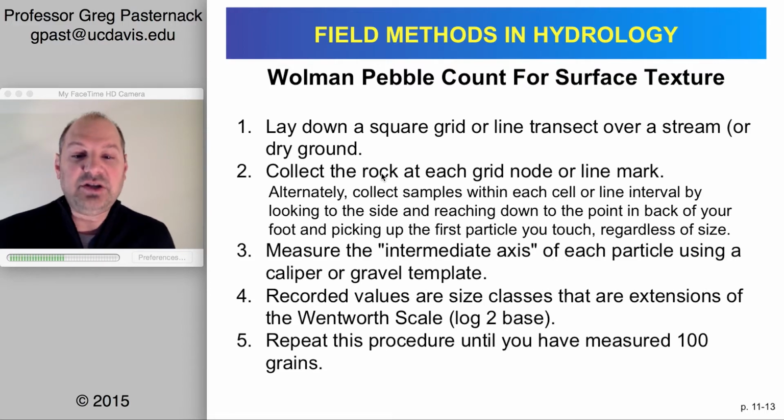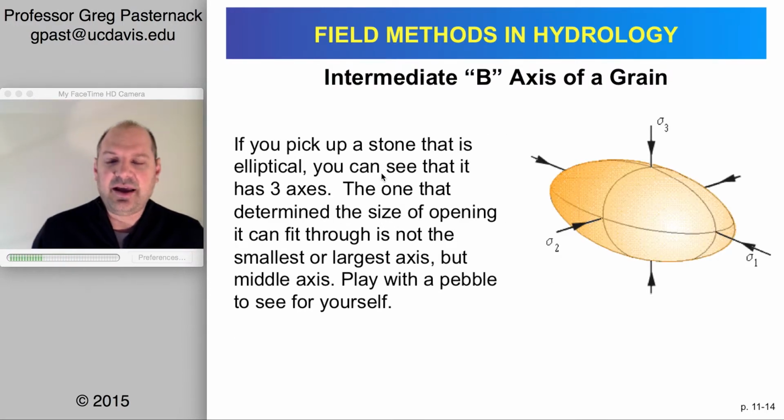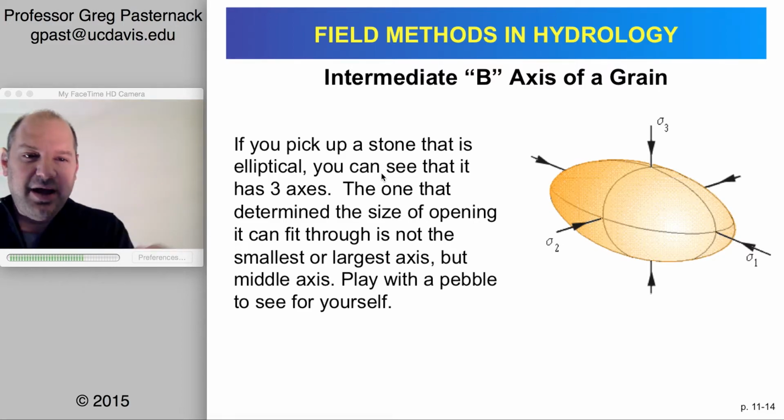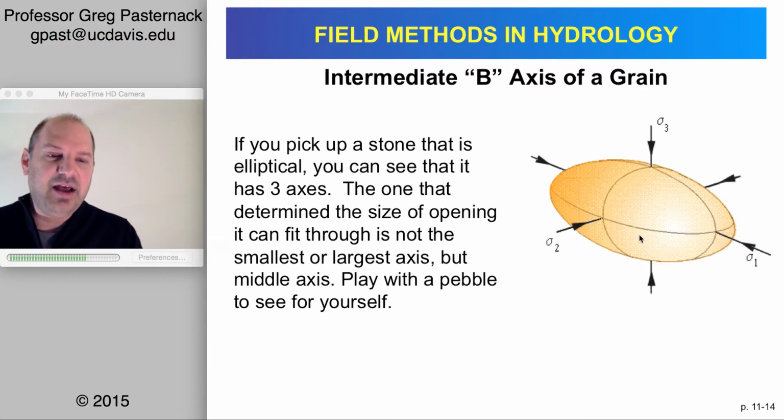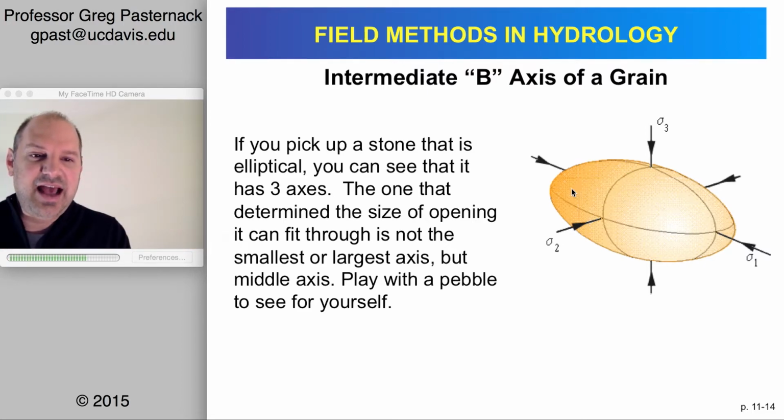But what do you measure and how does that work? If we look at an individual rock, and I actually have one here, but you can also see this ellipsoid on the screen, an individual rock has three axes. It has the long axis that you can see in this ellipse. It has the second biggest axis, which in this case is transverse, and then it has a skinnier axis, which in this case is up and down.